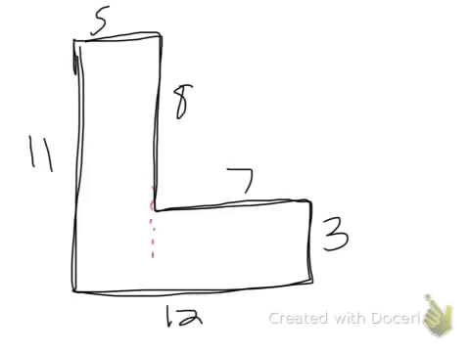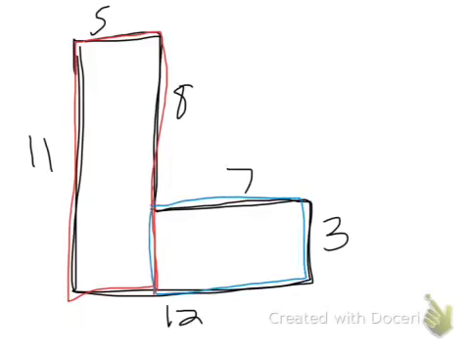So if we split it like that, we could either split it like that or we could split it like this. It doesn't matter, it's up to you. I'm going to split it like this. So now we have two different shapes. We have this vertical rectangle, and then we have this horizontal rectangle right here.